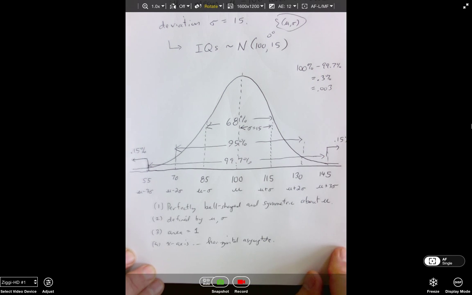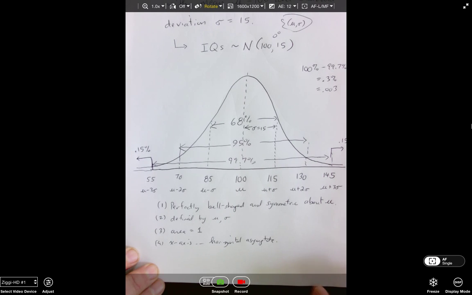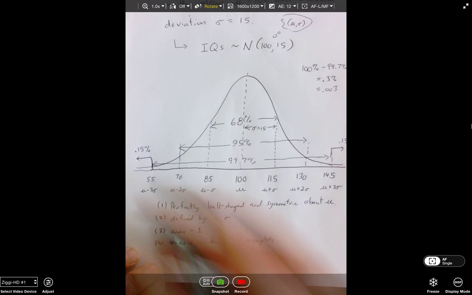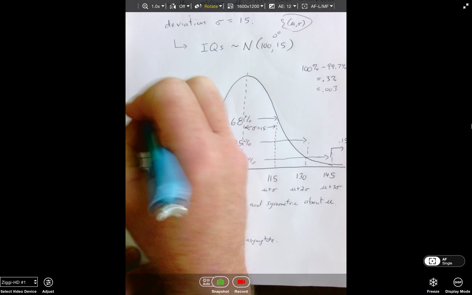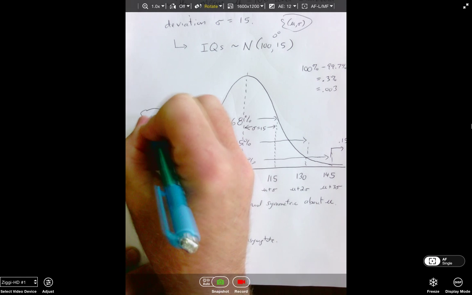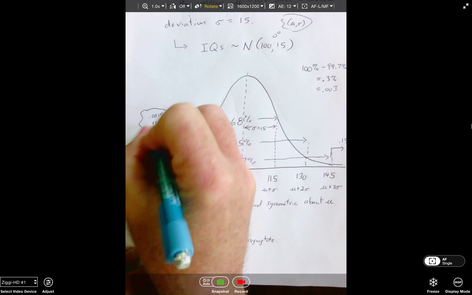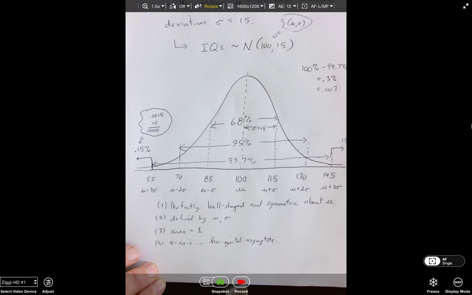Now, guys, if your percentages, decimals, and conversions aren't really up to snuff, what we're saying here, 0.15%, is equivalent to 0.0015. So that's about 15 out of every 10,000. That's what we mean by that.